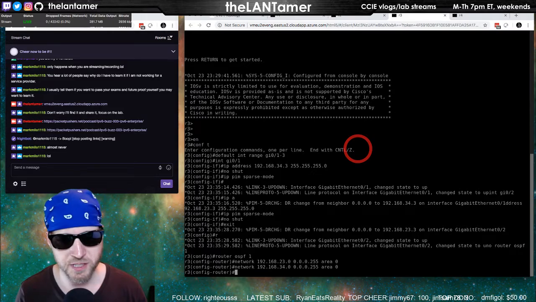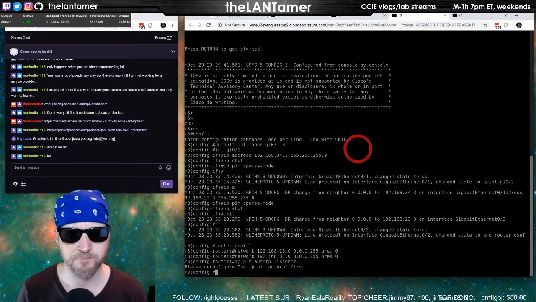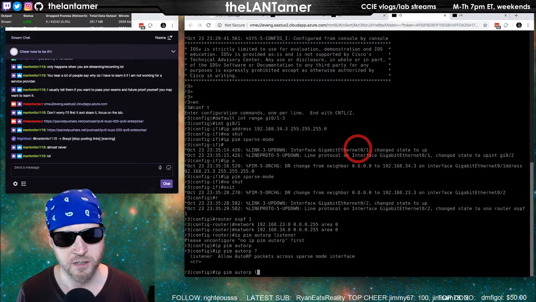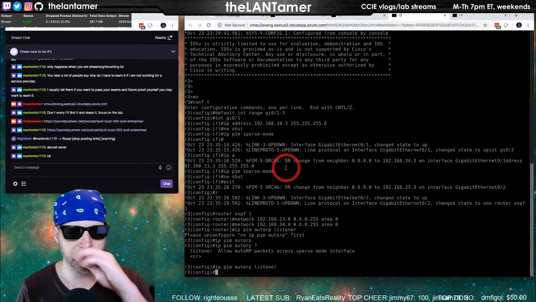And then this is going to be set up IP PIM auto-RP listener. Oh, IP PIM auto-RP, IP PIM auto-RP listener. Yeah, that's the other thing.